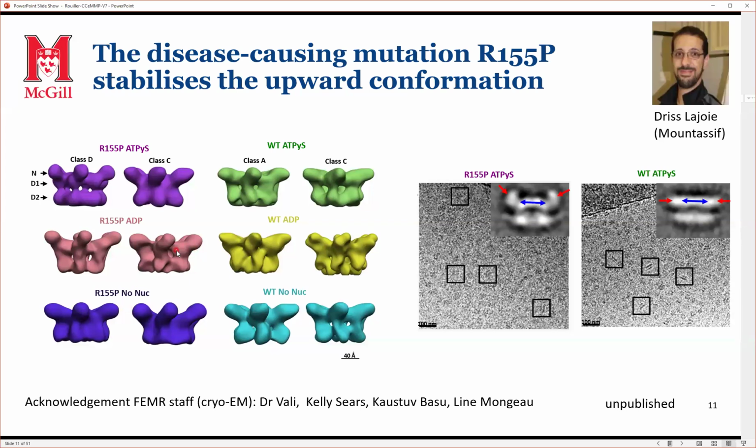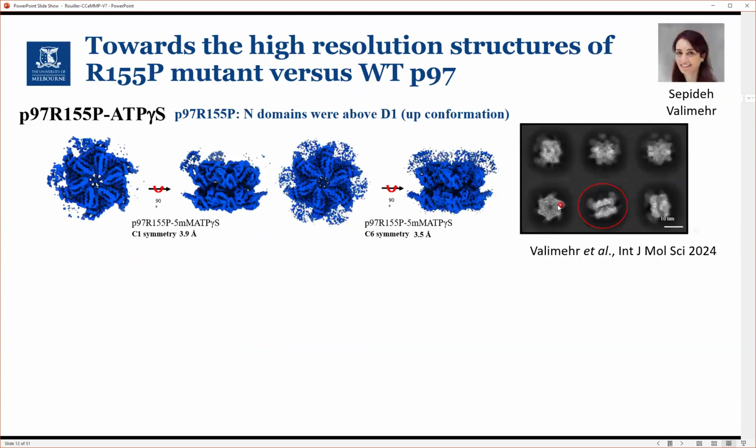What he saw, using multiple classification, is that the protein was quite flexible, and that only the wild type, in the presence of ATP gamma S, adopted a different conformation, as shown here, where the N domain is seen above the D1 ring.